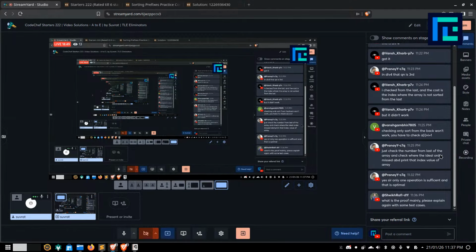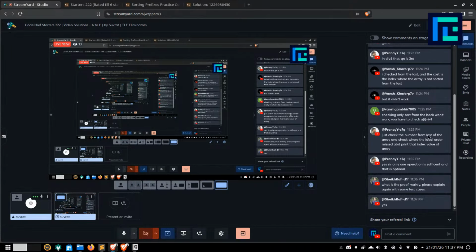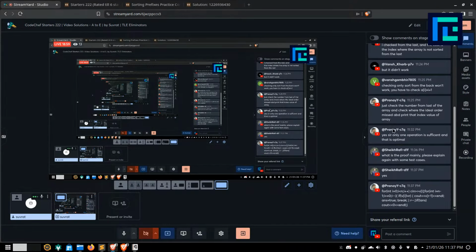Just check the numbers from the last of the array, check where the ideal order is missed, and print that index's value of the array. Yep, that is right. Checking only sorted from the back won't work. You have to check A[i] equal to i plus 1. For int i is equal to 0, i less than n, i plus plus. So you get that, right?